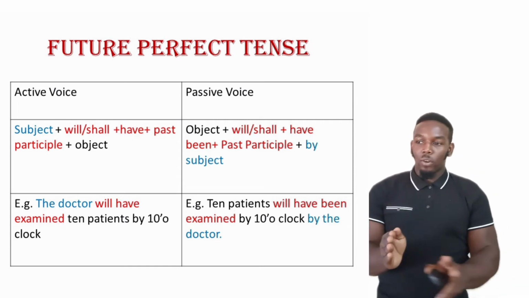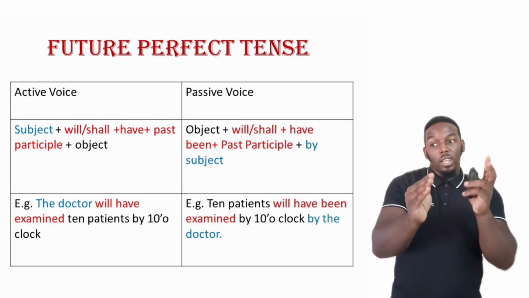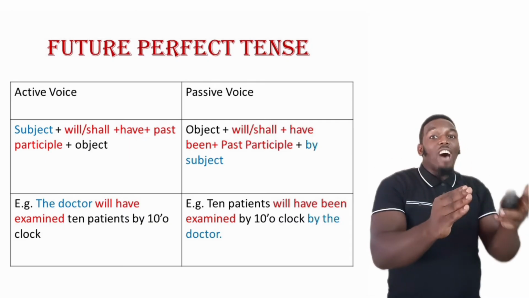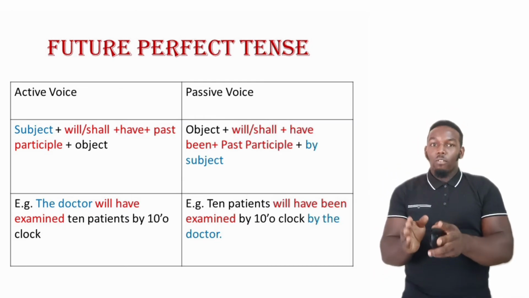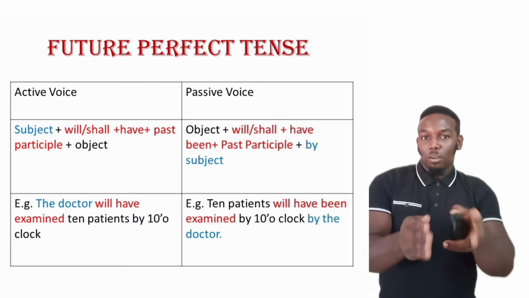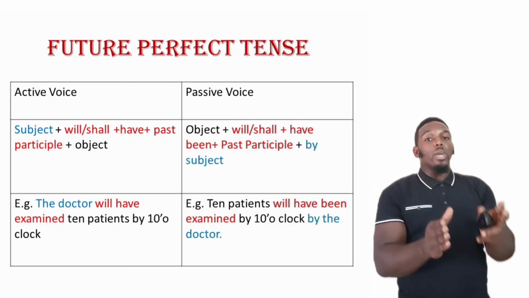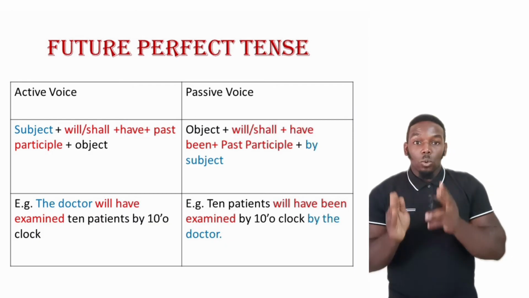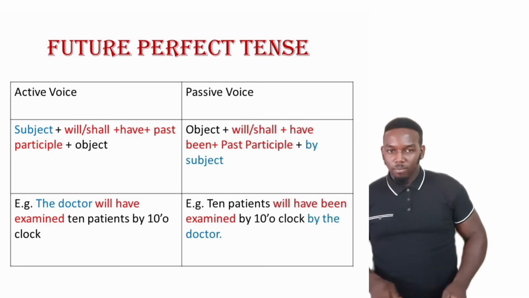Now, for the passive voice, the structure is like this: the object, then we have will or shall, plus have been, plus the past participle of that verb, followed by the subject. So the active voice example is: the doctor will have examined 10 patients by 10 o'clock.